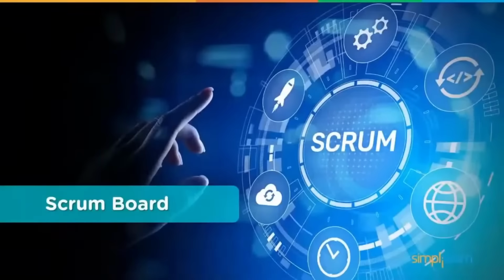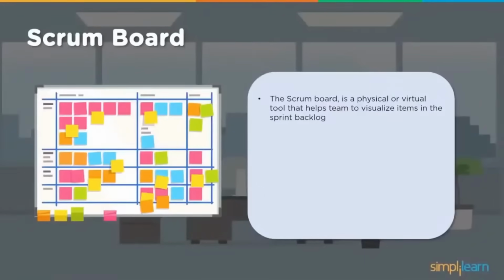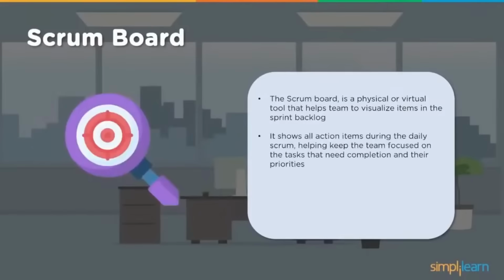Then there is something called the Scrum board, which is used during this flow of Scrum, right from the product backlog to the creation of that increment. So let us look at what a Scrum board is, which is used during the Scrum practice. A Scrum board is a physical or virtual tool that helps the team visualize items in the sprint backlog. So it helps in tracking what has been delivered, what is in progress, and what needs to be delivered further. It shows all action items during the daily Scrum, helping keep the team focused on tasks that need to be completed and the priorities of those.